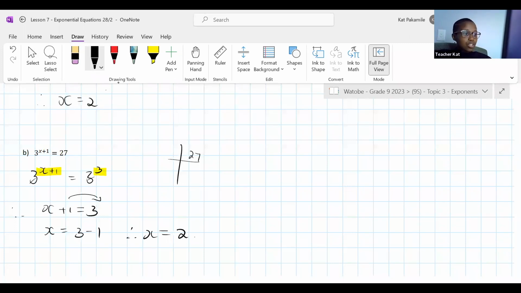If x is 2, if you substitute x over there, then you're going to have 3 to the exponent of 2 plus 1, which is the same as 3 to the exponent of 3, which is indeed 27. And our equation is correct. We have solved for x. I hope you are with me.